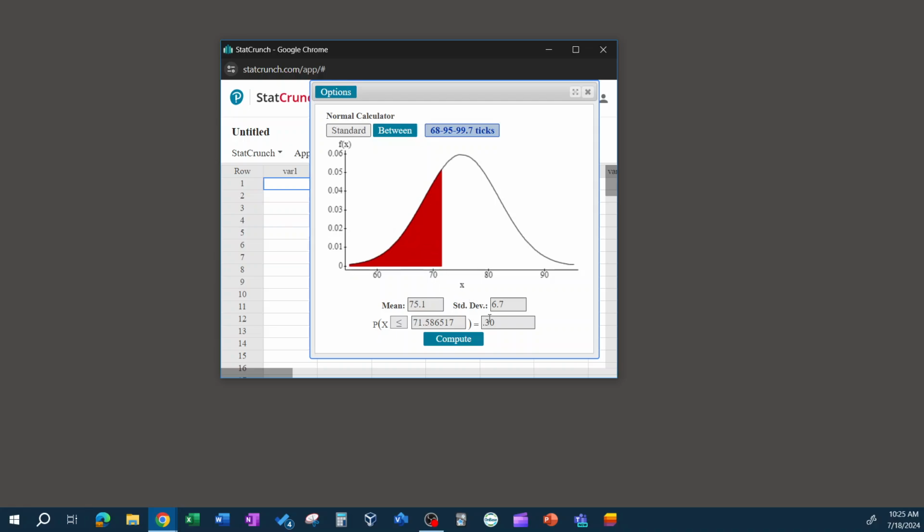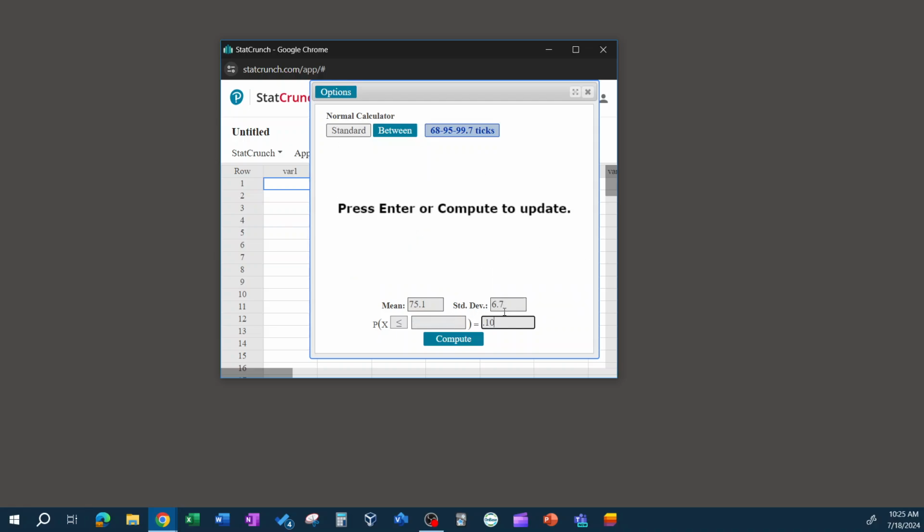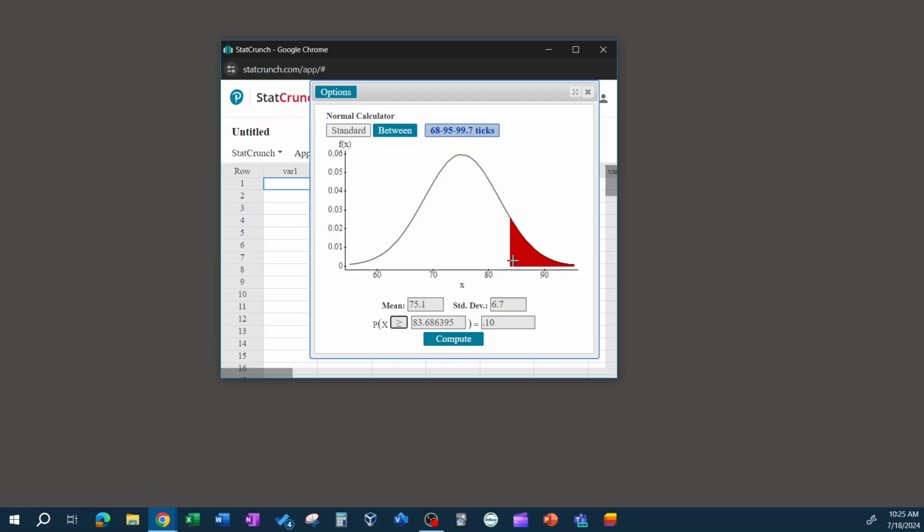They might ask you, what's the score that gives you the top 10%? In that case, you would put the percentage here. But since they're saying the top, then you're going to have to use this part. So 10% of the students got above 83.6 or 83.7, okay?